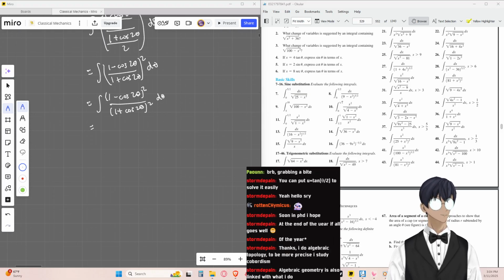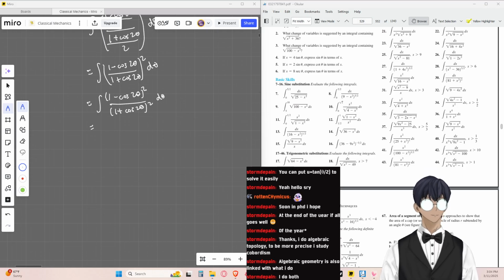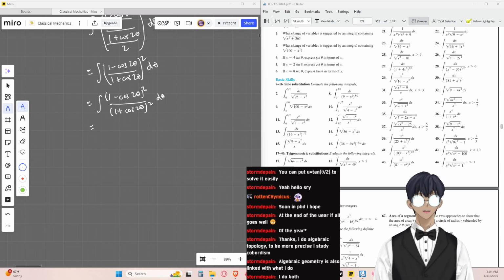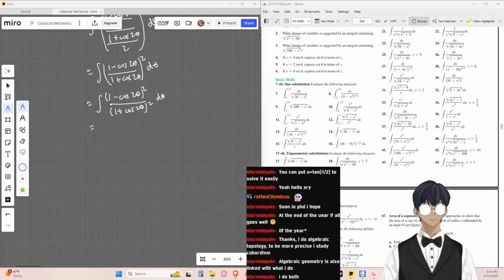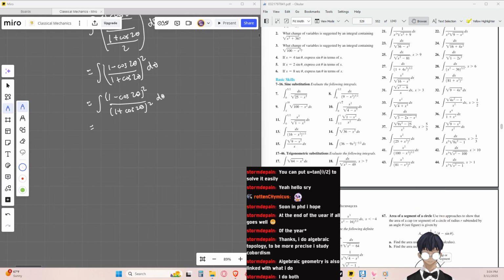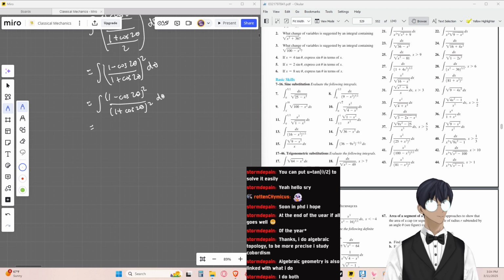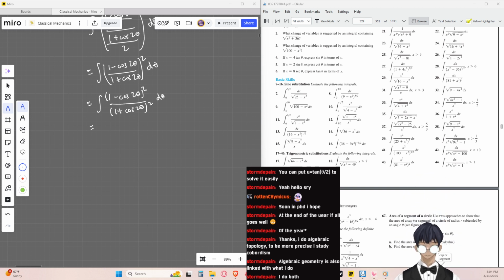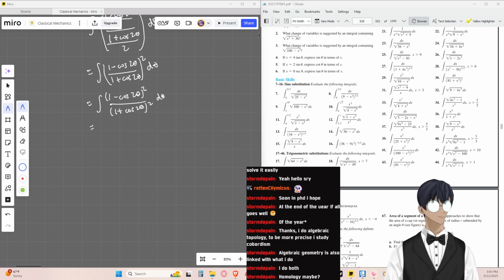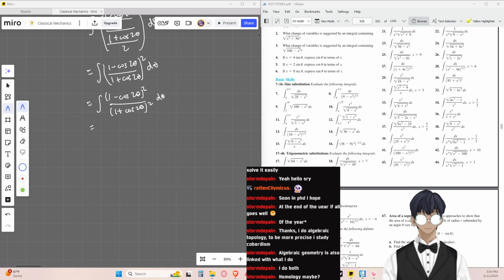Algebraic geometry is also linked with what I do. Yeah, so I figured that you two can probably link up and do research together. Because I think he's also doing his PhD. I forgot what exactly he was researching. I think he was doing something that started with an H. I don't remember the exact name of it. It had to do with, I think, certain polynomial groups or something like that. I'm not sure. If he pops into the chat, I'll ask.